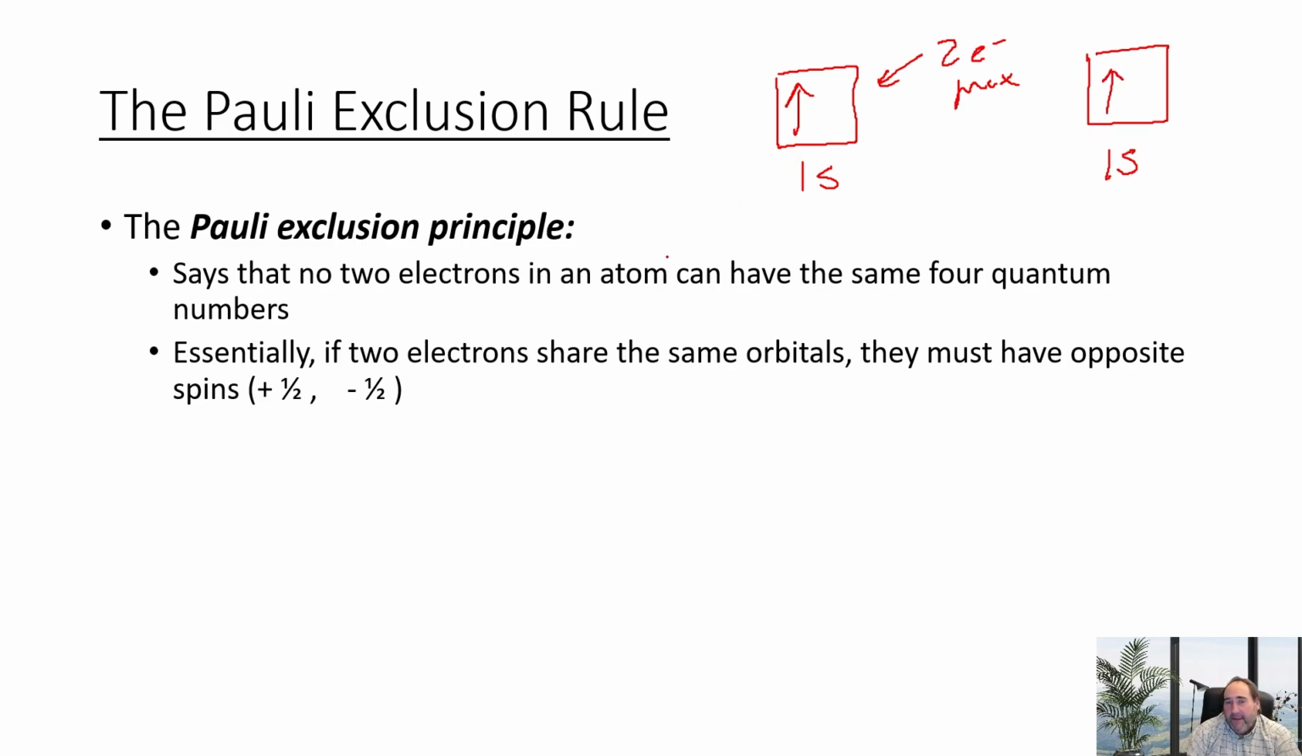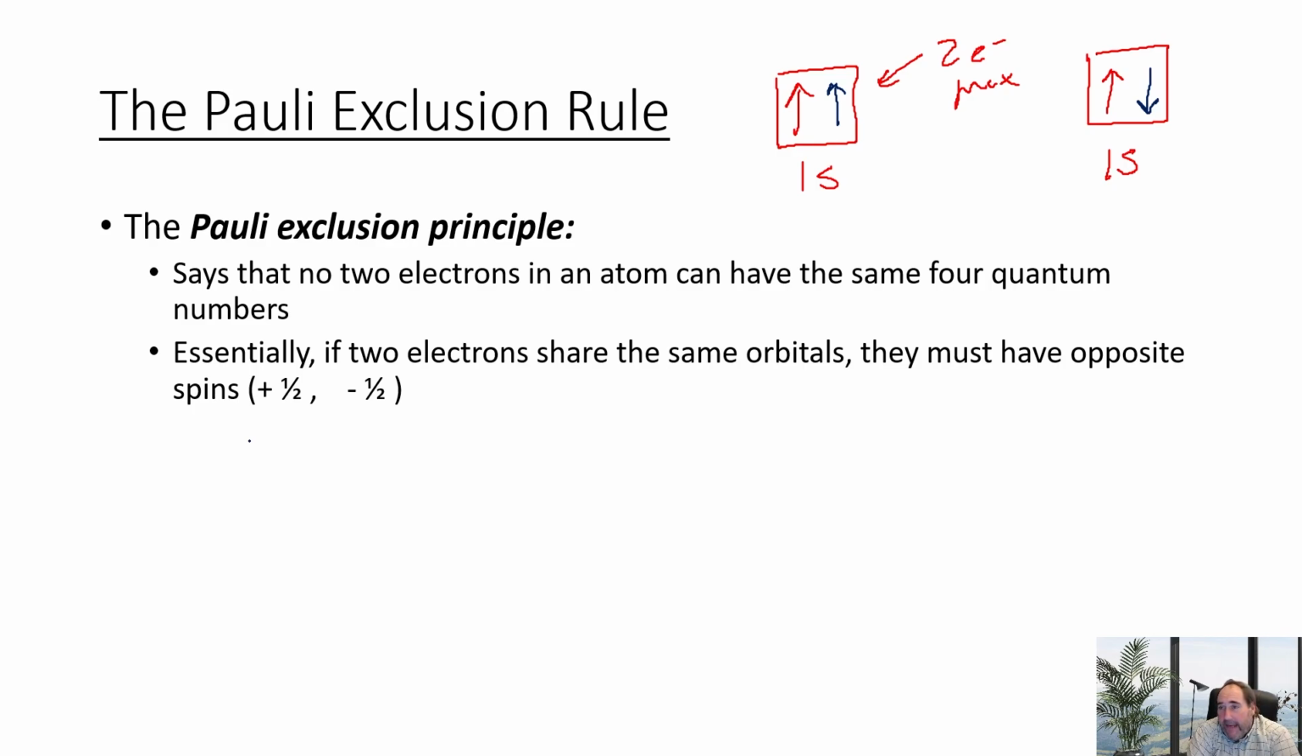One way we could put the electron in is to put it in the exact same way, just like that. The other way is we can go in the opposite direction. Now there is a rule that helps us determine which way we should do it, and that is what is referred to as the Pauli exclusion rule. The Pauli exclusion rule says that no two electrons in an atom can have the same four quantum numbers.